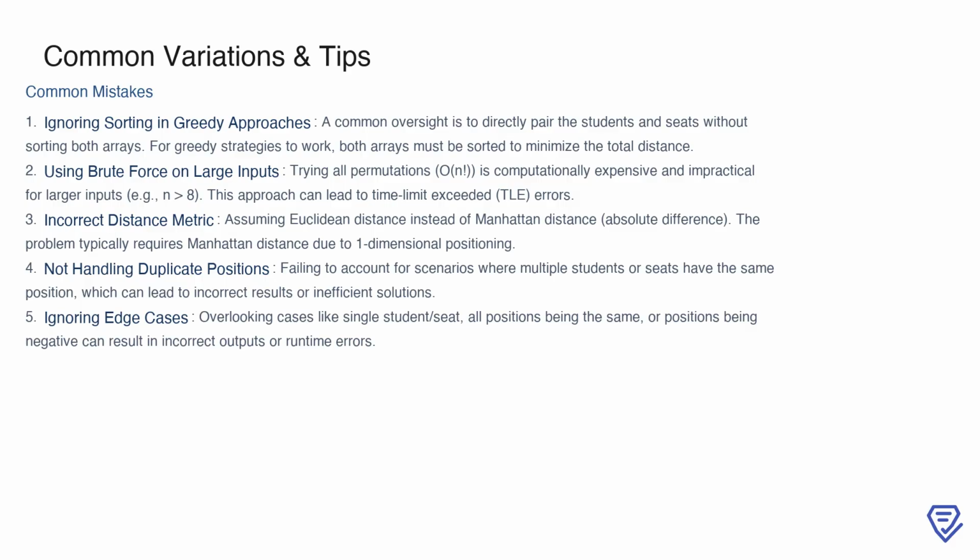Additionally, some make the mistake of using the wrong distance metric, assuming Euclidean distance instead of Manhattan distance, which is the absolute difference in positions and the standard for this problem. It's also important to handle duplicate positions carefully. For instance, if multiple students or seats share the same position, failing to account for this can lead to incorrect results or inefficient solutions. Lastly, overlooking edge cases is a common pitfall. Scenarios such as having only one student and seat, all positions being identical, or dealing with negative positions should be addressed to avoid incorrect outputs or runtime errors.